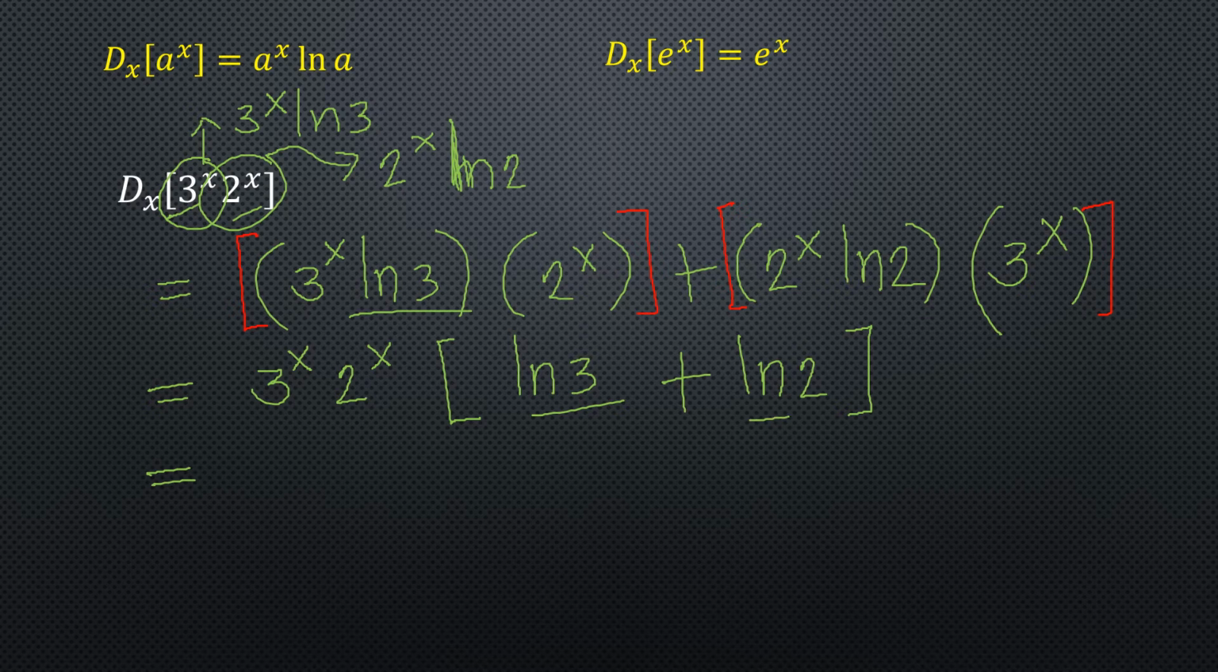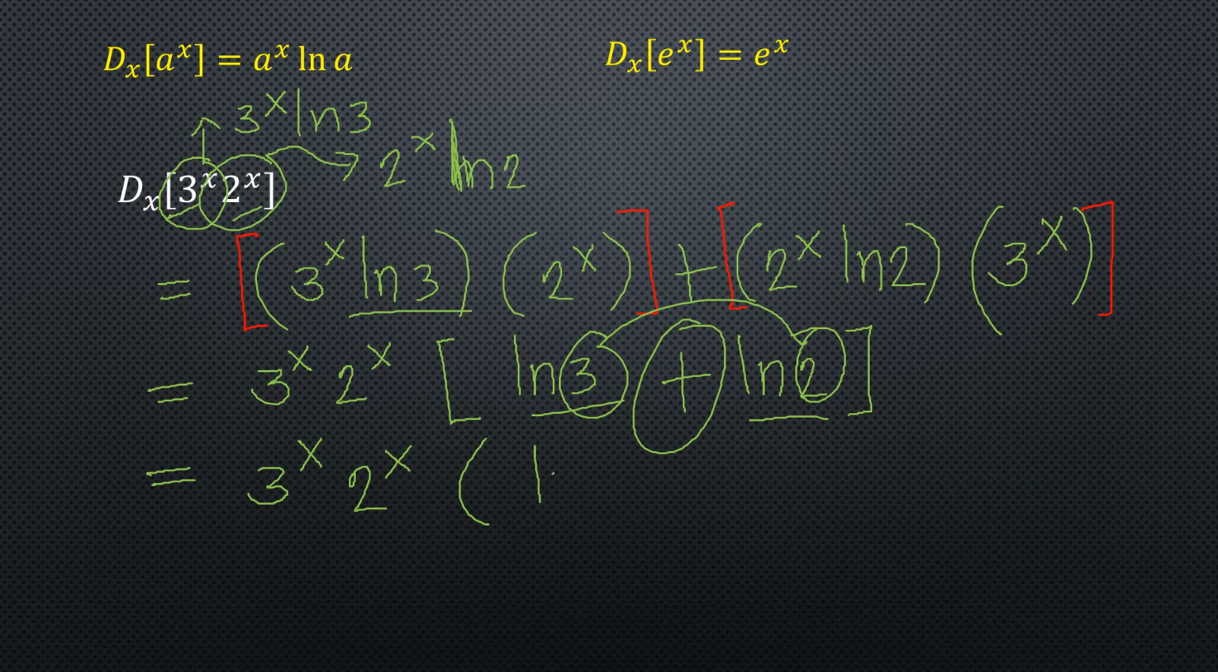ln of 3 and ln of 2 have the same base, which is base e, and the operation is addition, which means product rule. So we have to simplify. We have 3 raised to x times 2 raised to x. So 3 times 2, you see the product rule, is 6, so we have ln of 6. So our answer is 3 raised to x, 2 raised to x, ln of 6.